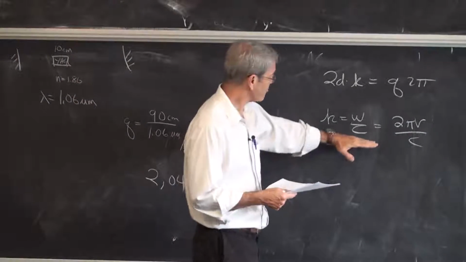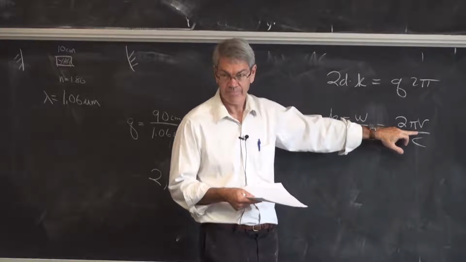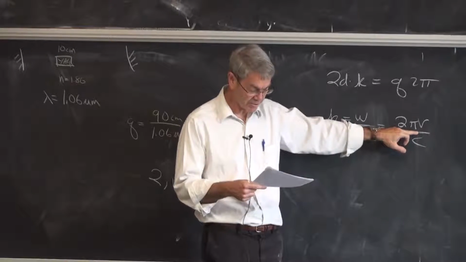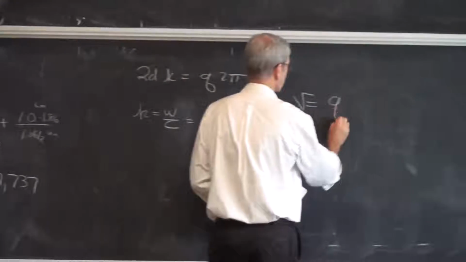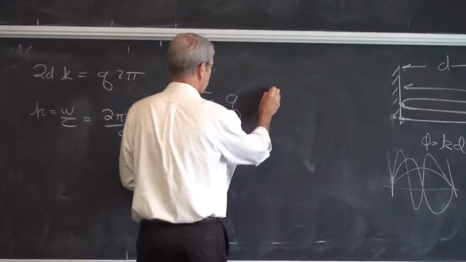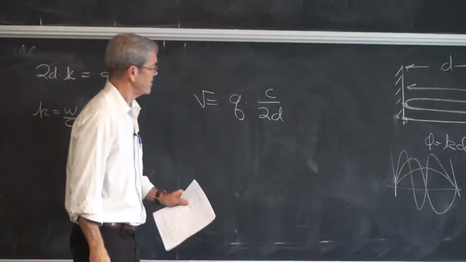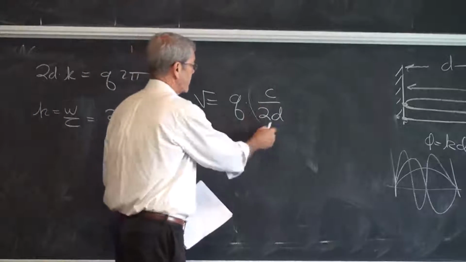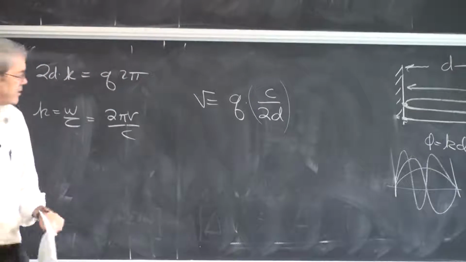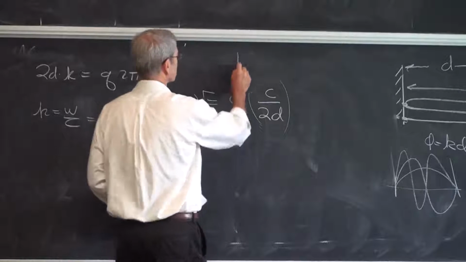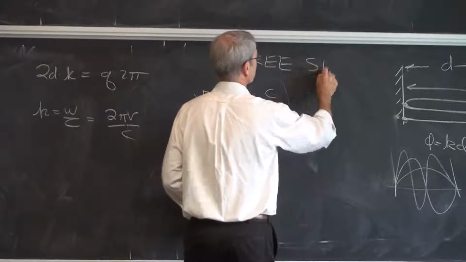Okay, anyway, so I've got this. I'm going to substitute that into there and solve for nu. I want to describe this in terms of frequency. When you do that, you find that nu equals this integer q again times c over 2d. Okay, c over 2d. This is a very important number. C over 2L, c over 2d. This is called the free spectral range. And you're going to see this term a lot.